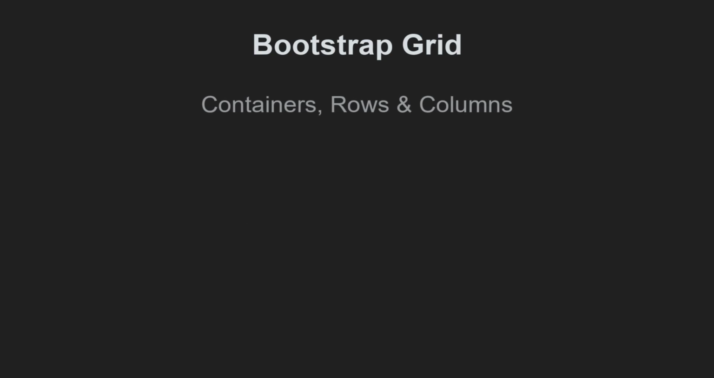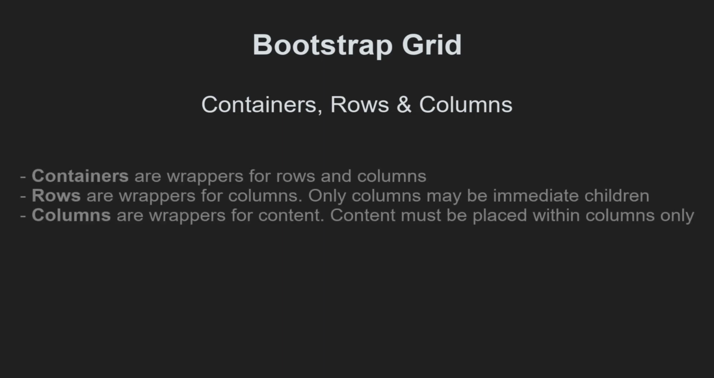The Bootstrap Grid. The Bootstrap Grid consists of containers, rows, and columns. Containers surround the whole section of rows and columns. Rows represent a horizontal line of elements. Columns represent the horizontal space that elements take up in a row.